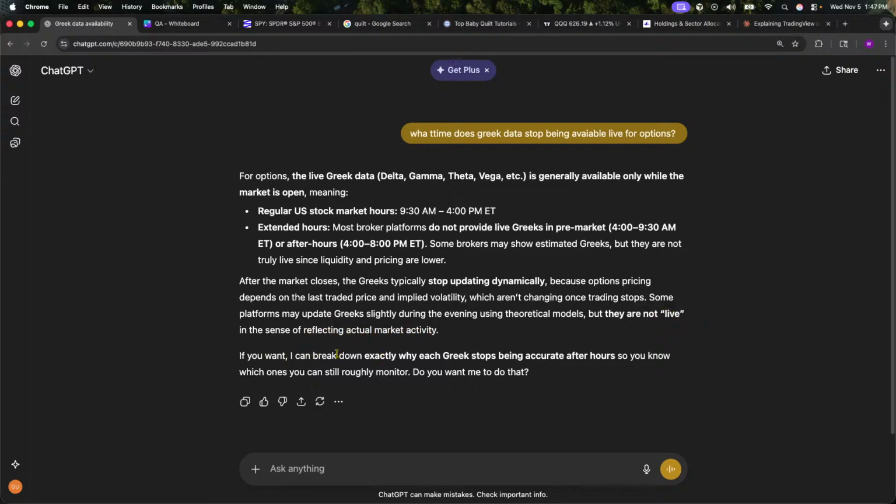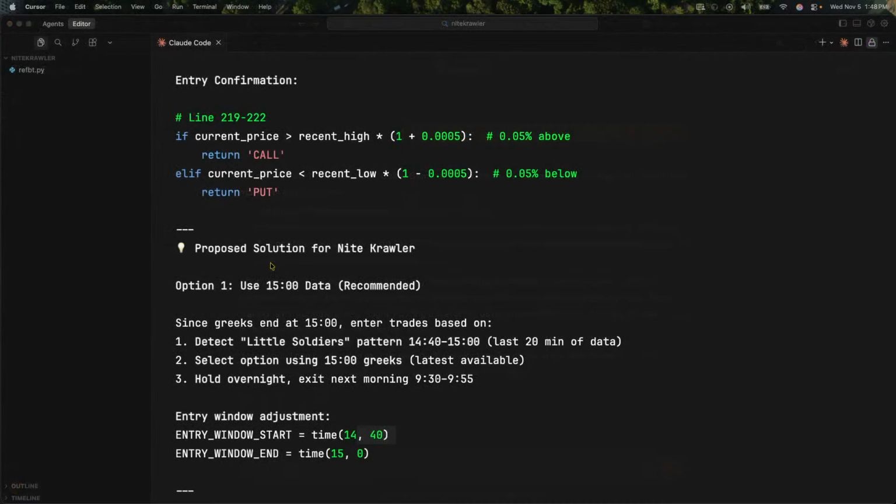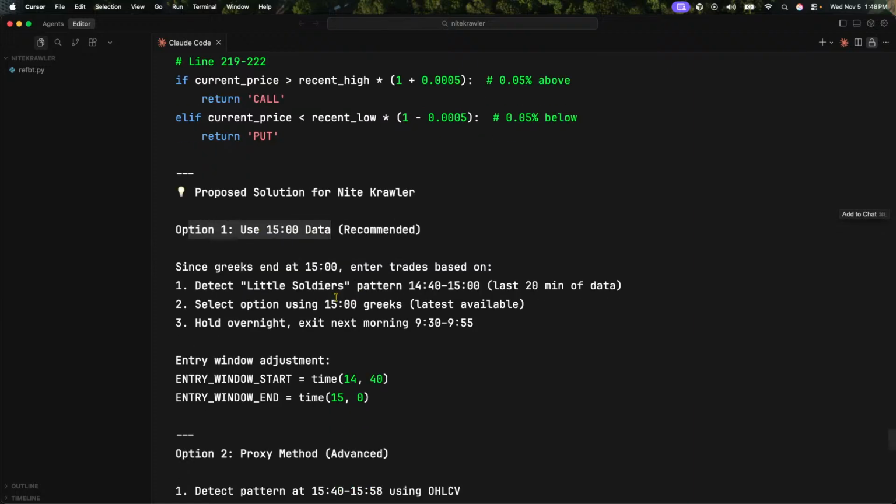All right. So my data only has, all right, that's fine. If we can find it from 2:20 to 3, then maybe I should use that. So it's giving us a few recommendations. I've got to remember to switch over. It's giving us a few recommendations on what we should do instead of using 3 to 4. It's recommending that we start at 3 since Greeks end at, but that's for our data. We know that live Greeks end at 4, right?